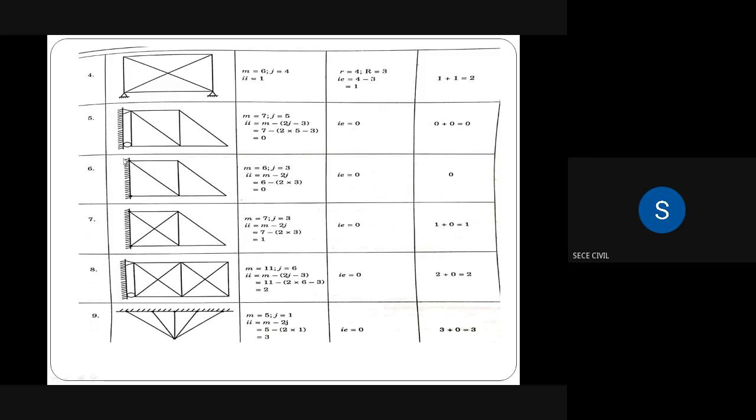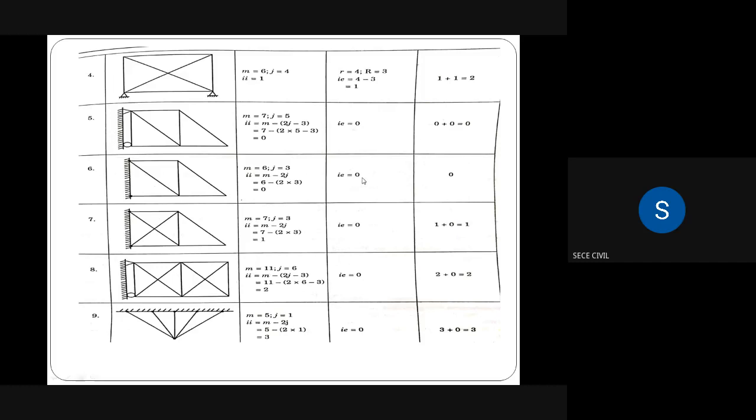So only 3 reactions will act, because of this fixed support. Totally, we are considering this as a fixed one. So fixed means only 3 reactions will act: vertical force, horizontal force, and moment. So number of reactions in this given problem is 3. Small r is equal to 3. Capital R is equal to number of equilibrium equations. That is also 3. So 3 minus 3 is 0.